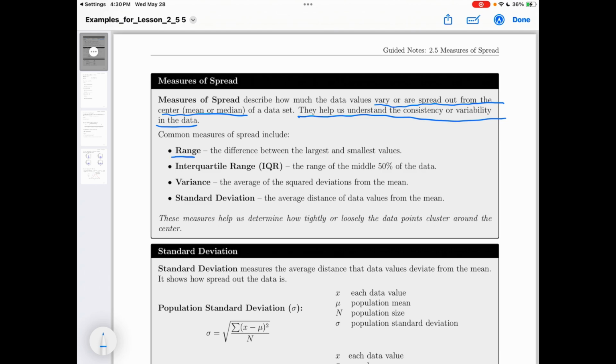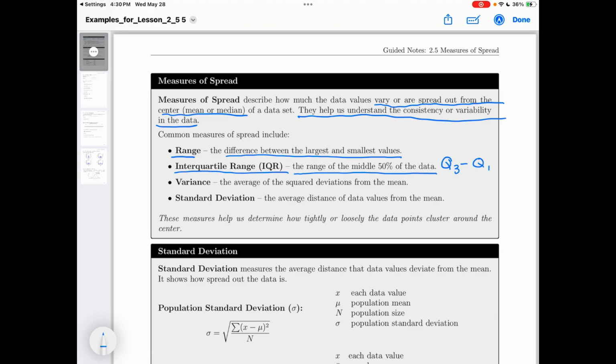So these are the different ways that we can measure spread that we're going to talk about in this class. We have range, and that's the difference between the largest and the smallest values. We have the interquartile range, which we already talked about, but now we're going to talk about it in terms of measures of spread. And this is the range of the middle 50% of the data. That was your Q3 minus your Q1.